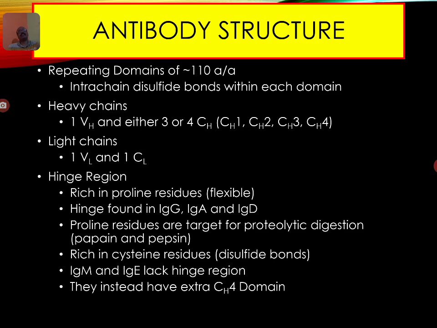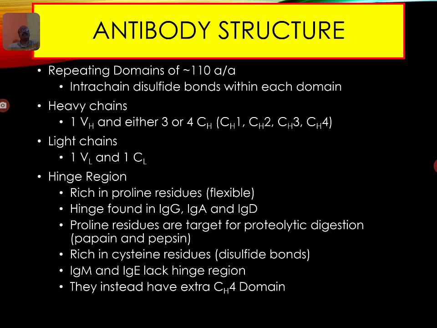In this slide we can see there are repeating domains of 110 amino acids present in the variable region. Each domain is bound with intra-chain disulfide bonds. The heavy chain has one variable domain and three constant domains, that is CH1, CH2 and CH3. In some molecules CH4 is also present. The light chain has one variable domain and one constant domain.